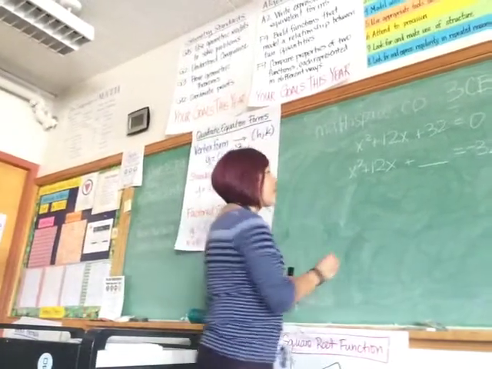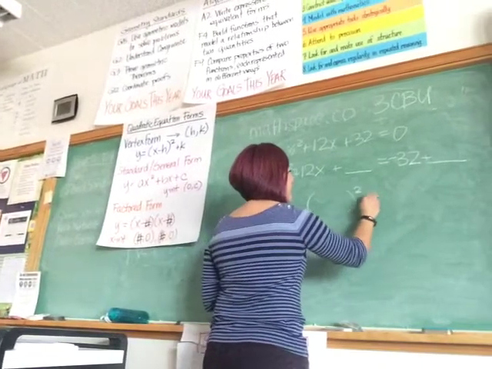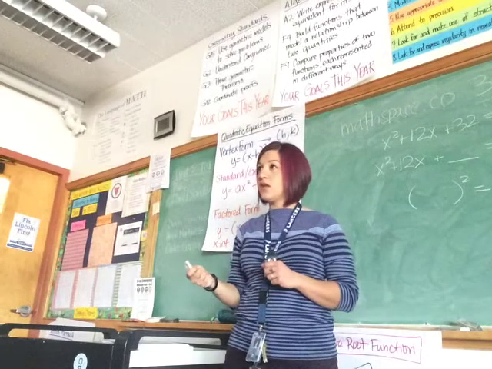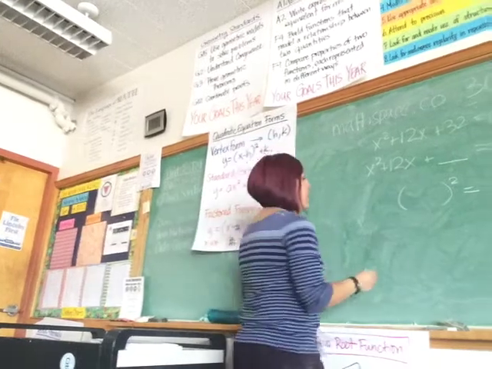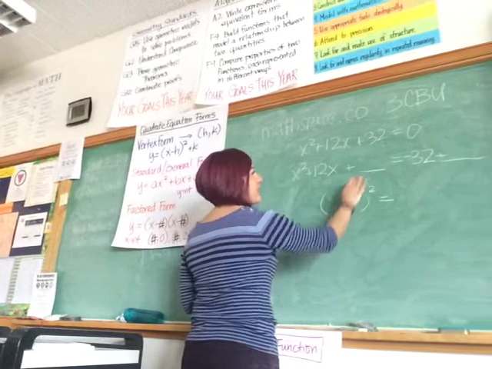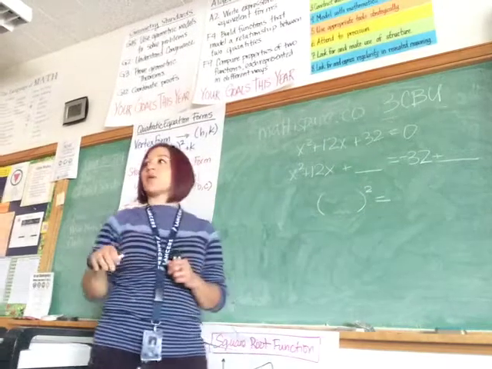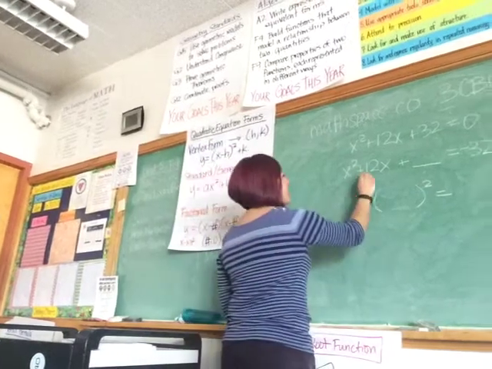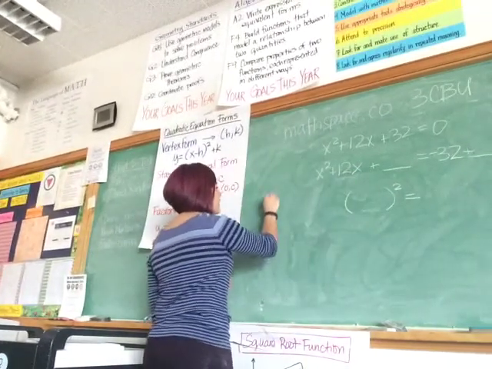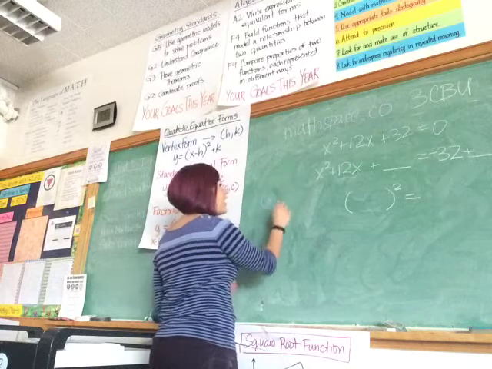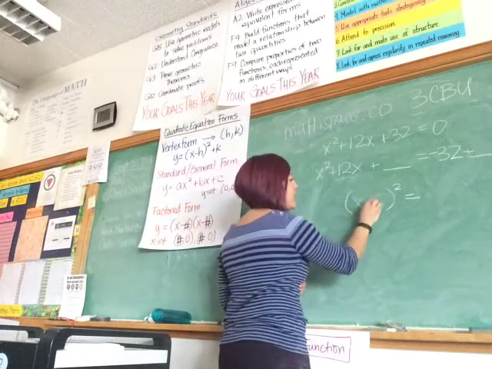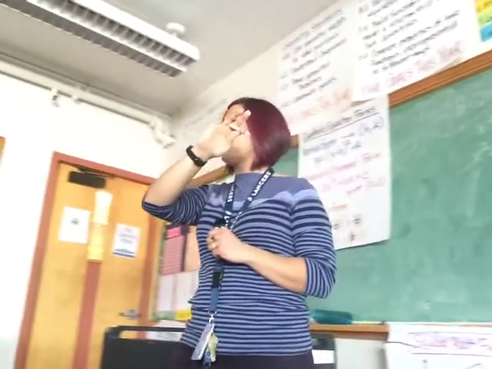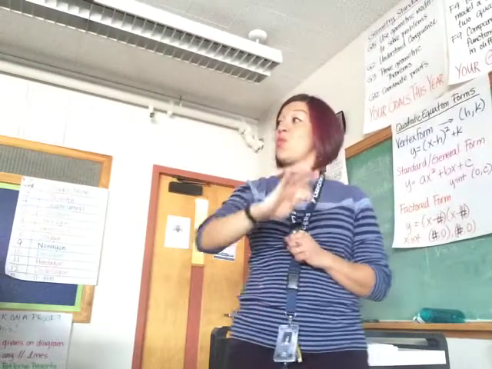Okay? Now, remember, my goal is to get something that looks like this. I have to figure out what goes in here, and that'll tell me what number I have to put in that space right there. Does that make sense? Okay. Now I see here that I have a 12x. And I know for that reason that the number that goes here is half of whatever the coefficient in front of the x is. And I'm going to show you why.